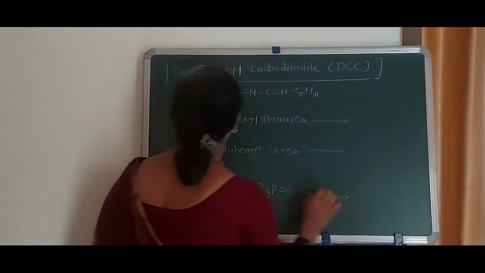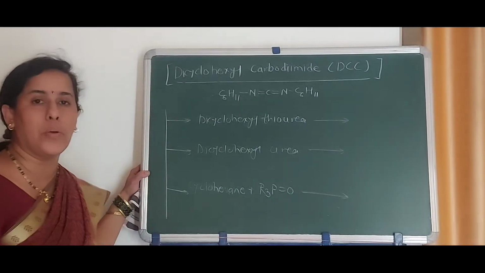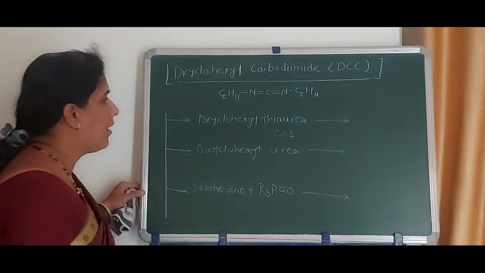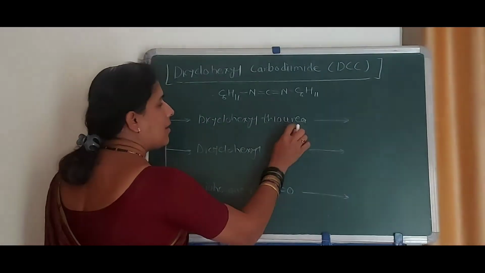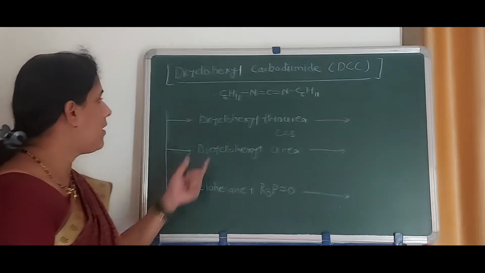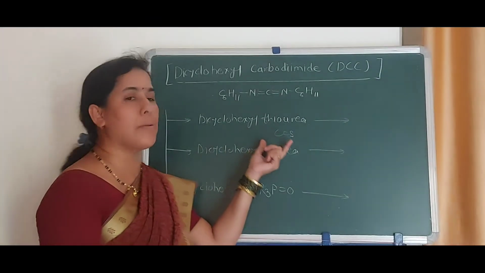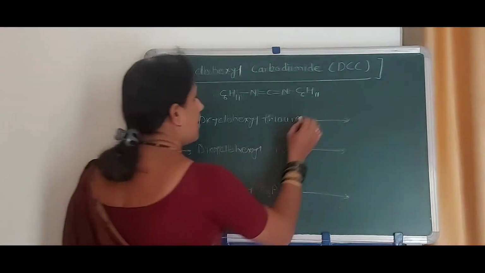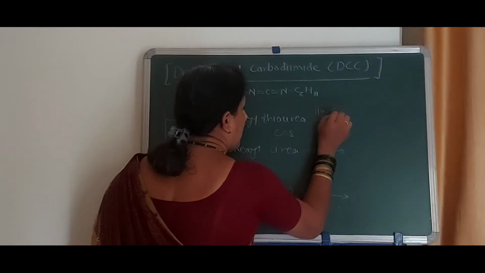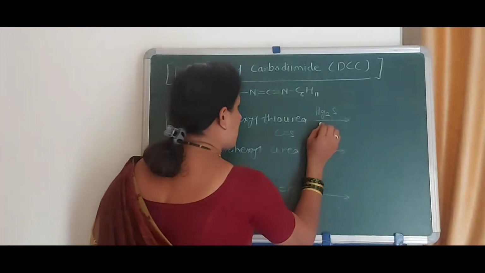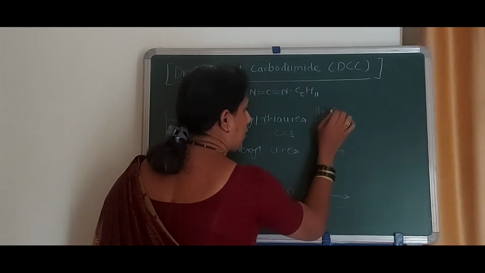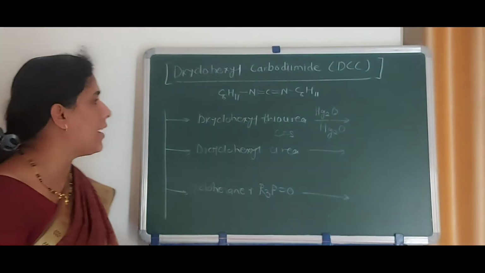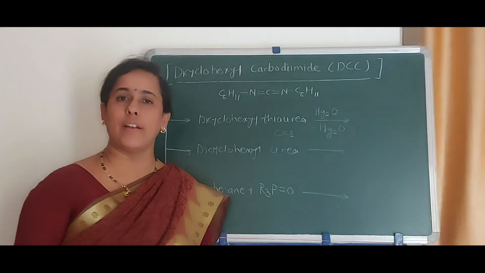First is dicyclohexyl thiourea. Thiourea means the presence of C double bond S. Now in this equation, the reaction of dicyclohexyl thiourea under reflux with mercuric oxide, there is elimination of mercuric sulfide, and that gives rise to the formation of DCC.